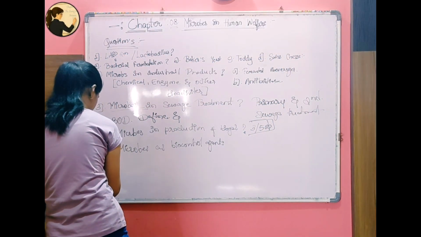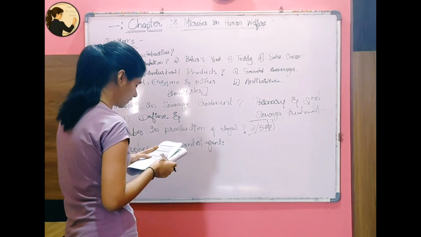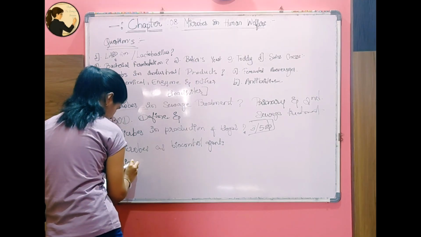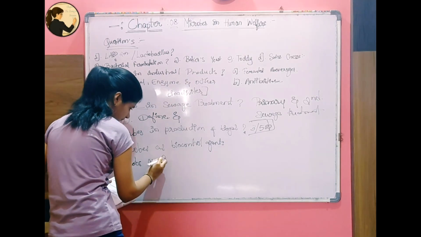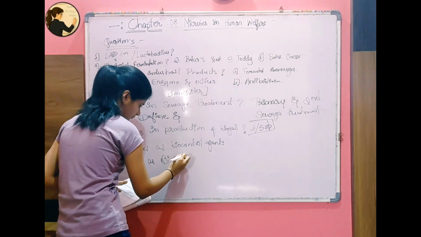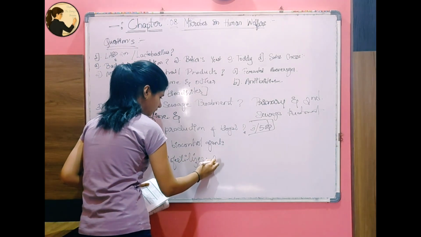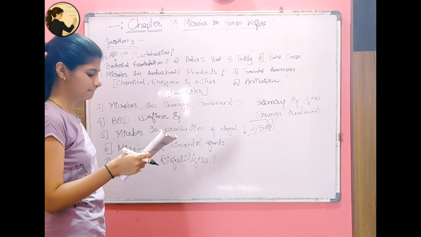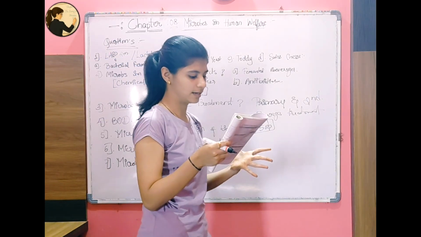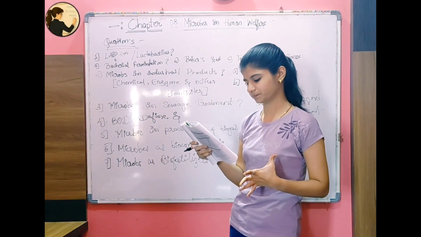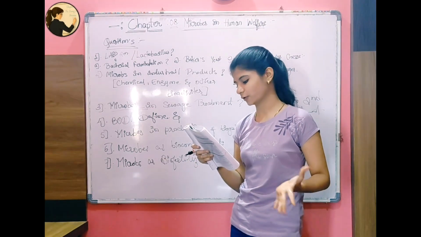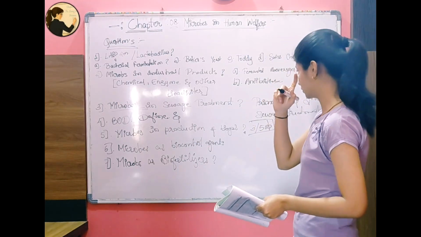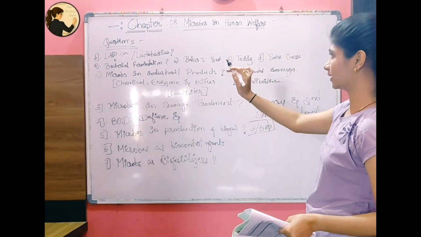I am just telling you what the important questions are that are going to come. And the last, 7th question is of microbes as biofertilizers. In this you will get the definition of biofertilizers, and rhizobium, mycorrhiza, cyanobacteria, that is blue-green algae. Okay, cyanobacteria.